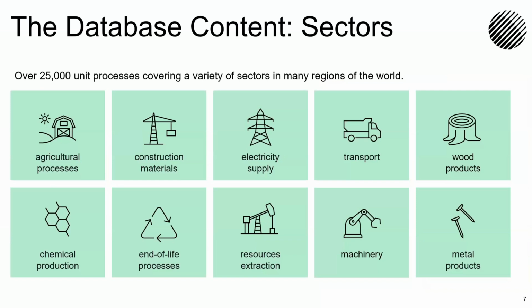Here's an overview of the main sectors for which data is available in the ecoinvent database. As of version 3.11, the database contains data for over 25,000 unit processes that model different steps of the supply chains of products and services in the sectors depicted here. And with every update, we strive to increase the coverage as much as we can for each of these sectors and for as many regions as possible.